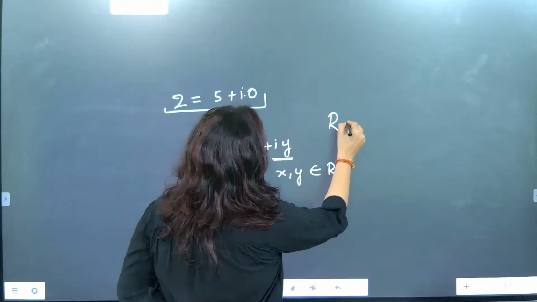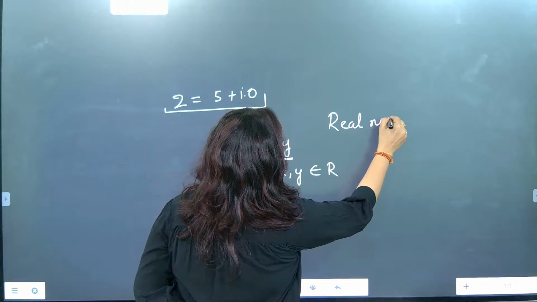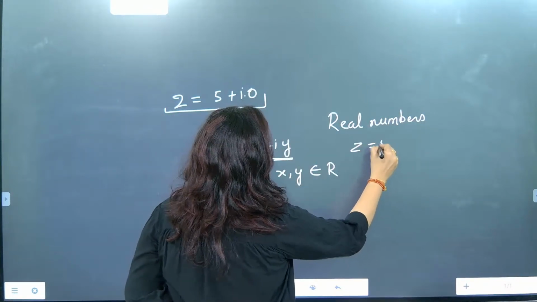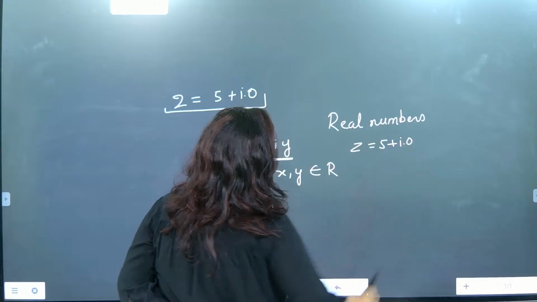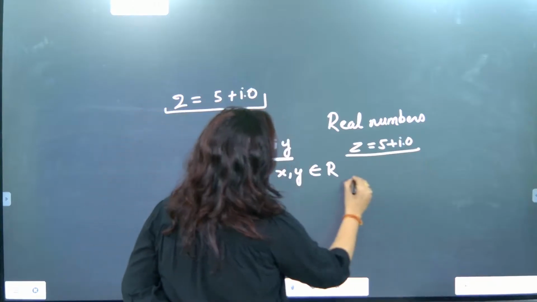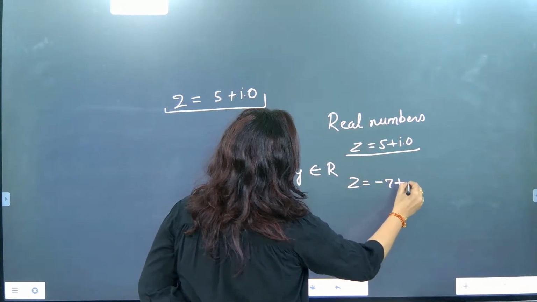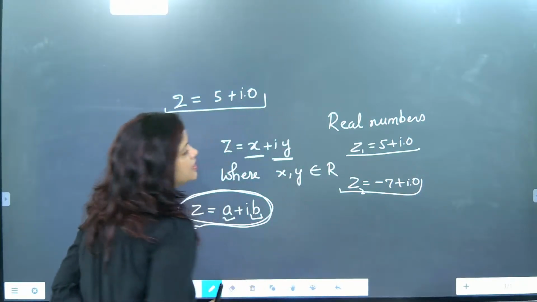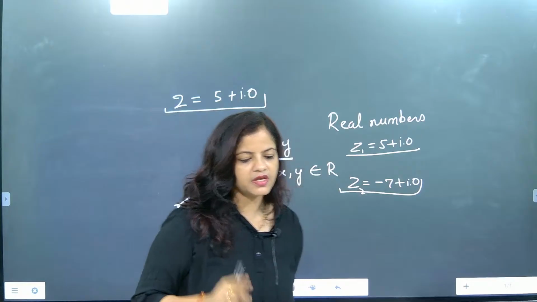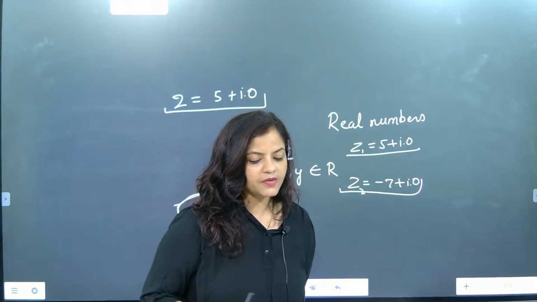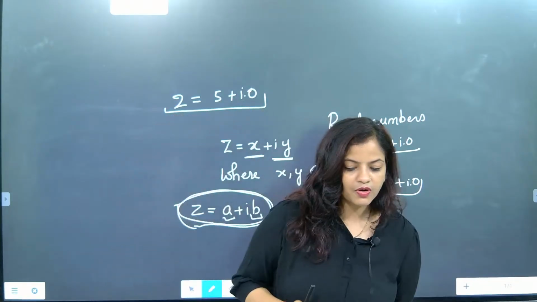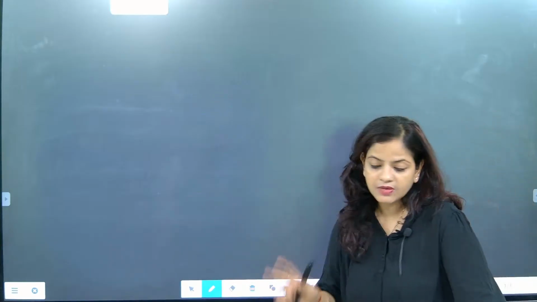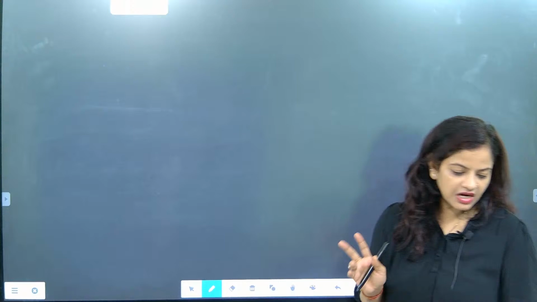When you write z is equal to 5 plus this, these are real number representations. Understood or not? And these sets will always be a subset of complex numbers. So this is the question we did last. Today we are going to understand some of the properties.